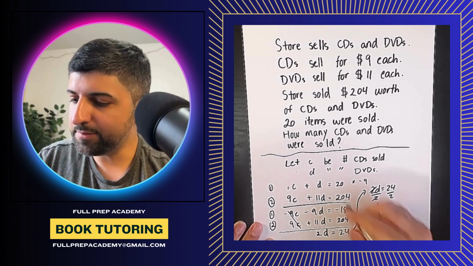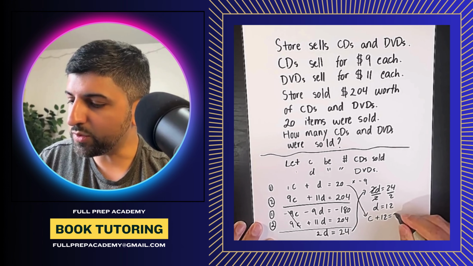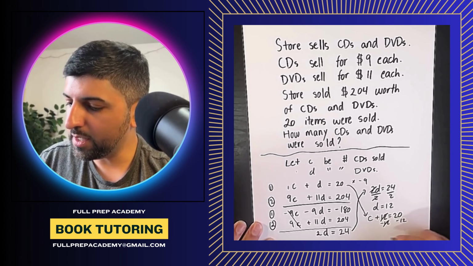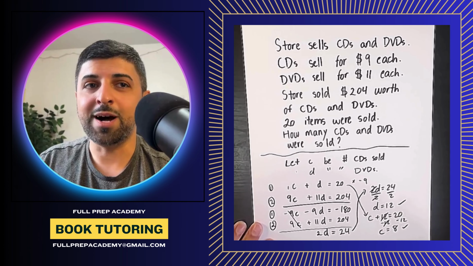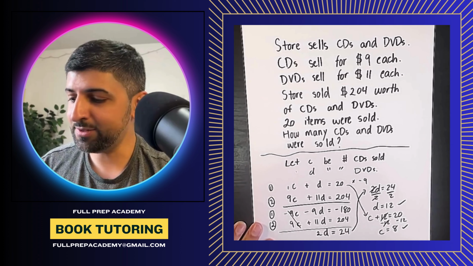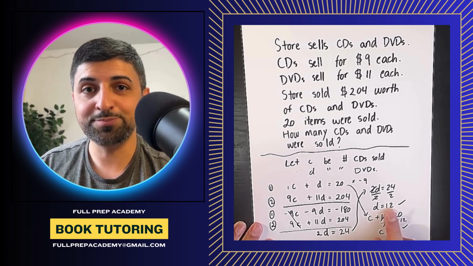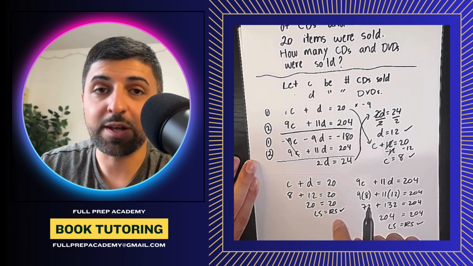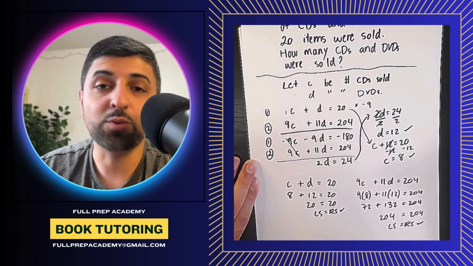So, okay, let's take this top equation. C plus 12 equals 20. Subtract 12 from both sides. C equals 8. There you go. So I have my answer. My answer is there were 8 CDs, there were 12 DVDs sold. By the way, I should also add, if you have a word problem, please put a therefore statement. So say, therefore, there were 8 CDs sold, 12 DVDs sold.